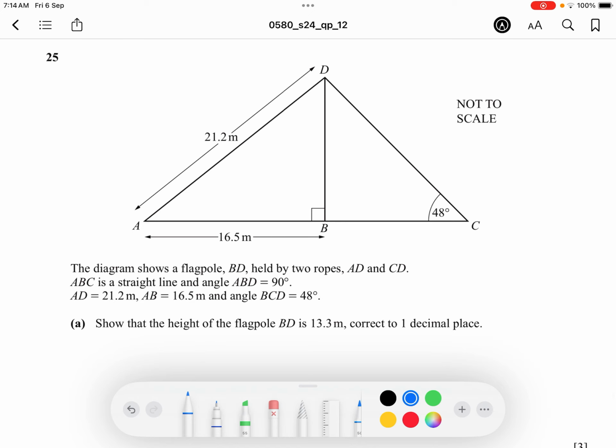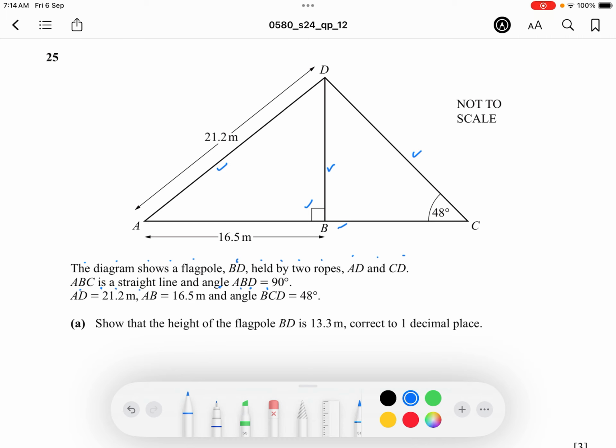Question 25. Don't freak out by this. Just read through the questions. The diagram shows a flagpole BD held by two ropes AD and CD. So AD and CD are the ropes. ABC is a straight line. Angle ABD is 90 degrees.